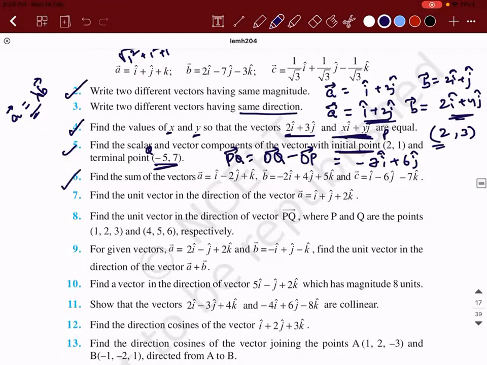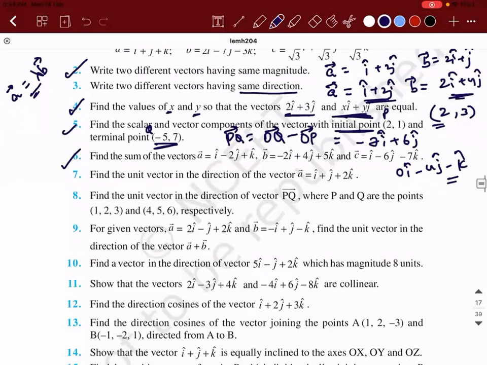Sixth one. Find the sum of the vectors. You just add them. 1 minus 2 plus 1, 0. 0 i cap. Then minus 2 plus 4, 2, 2 minus 6 is minus 4j cap. 1 plus 5, 6, 6 minus 1 is 7, 7 is minus 1. So minus k cap. Okay.